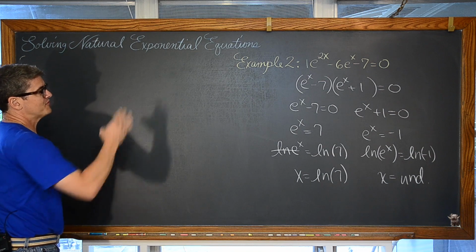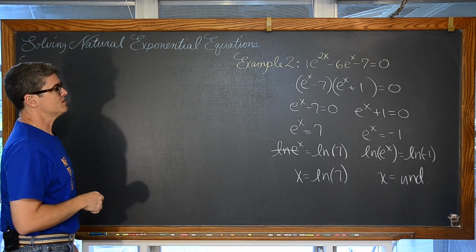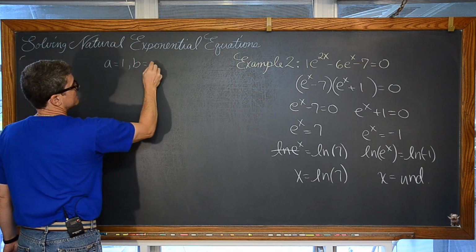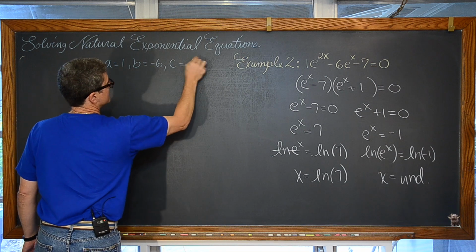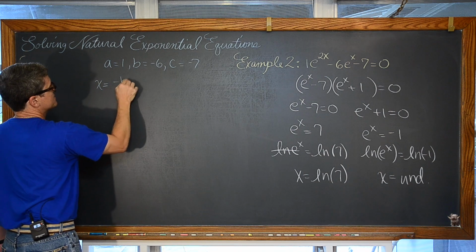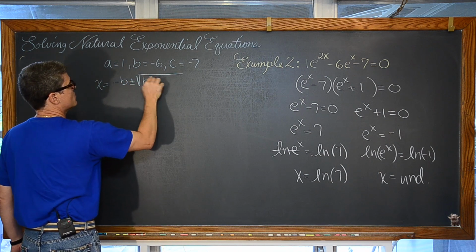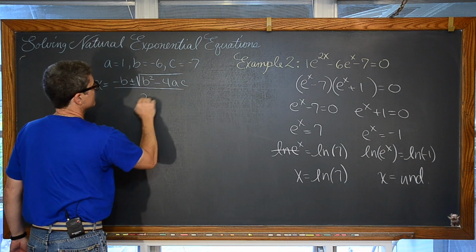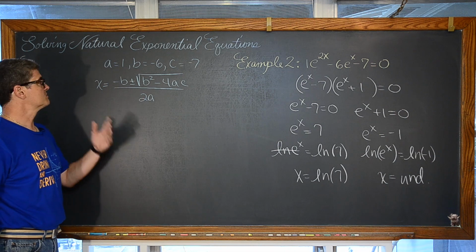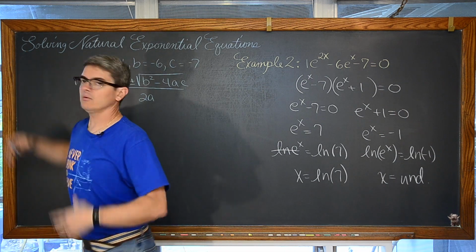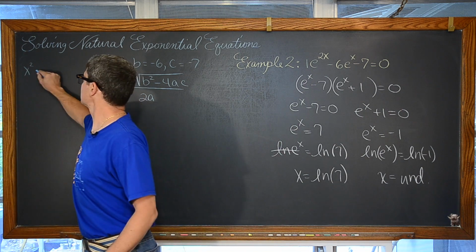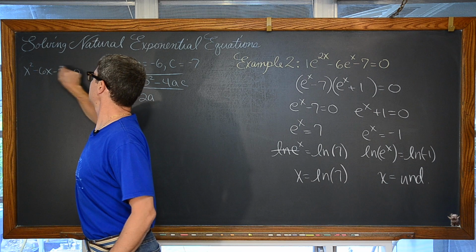But at any rate, if that was not a factorable equation, you could just identify a as being 1, b as being negative 6, c as being negative 7, and that quadratic formula is x is equal to the opposite of b plus or minus the square root of b squared minus 4ac all over 2a. This is the quadratic formula for solving quadratic equations, something like x squared minus 6x minus 7 is equal to 0.